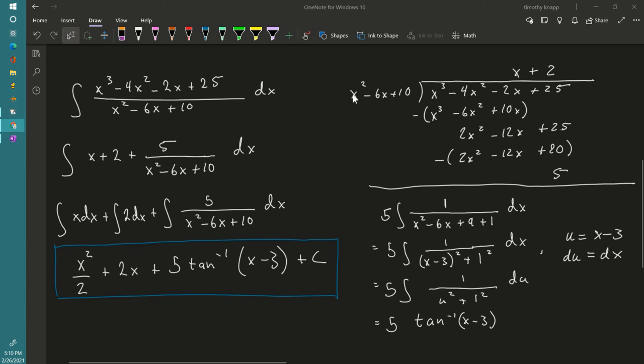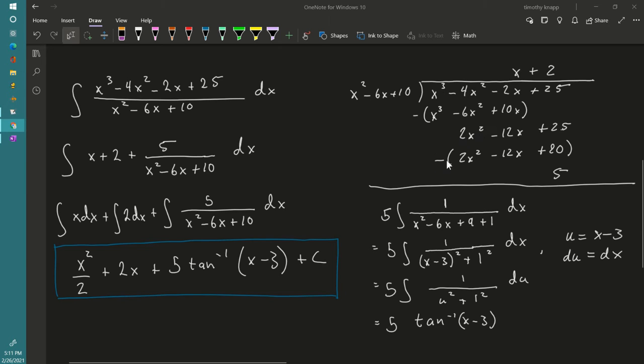What do I multiply into this in order to give me this? So the answer is 2, because 2 times x squared gives me 2x squared. So there it is, and I write it here this time, always under. Then I multiply it through everywhere. So 2 times negative 6 is a negative 12x. 2 times 10 is a 20. And then I change the sign.